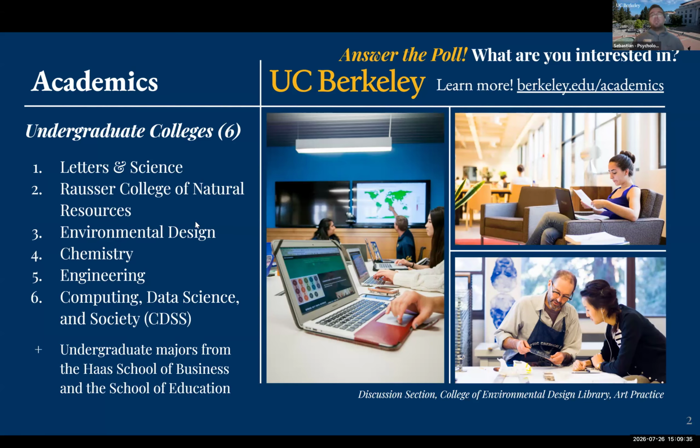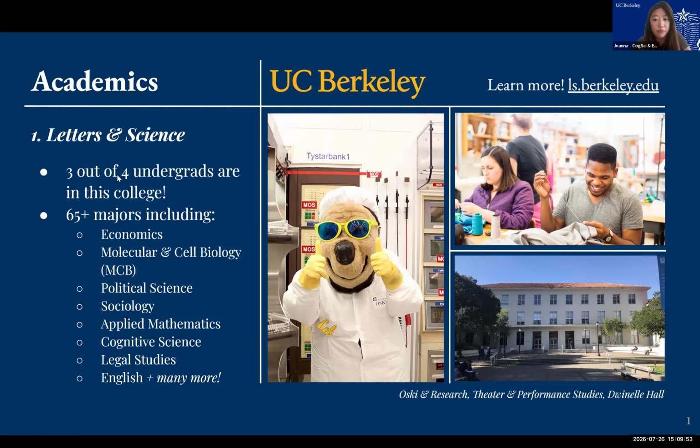All right, so we'll start with the first undergraduate college, which is the College of Letters and Science, and it is also our largest college. About three out of every four undergrads are here, with more than 65 majors, including economics, molecular and cell biology, also called MCB, political science, sociology, applied mathematics, cognitive science, legal studies, English, and more.